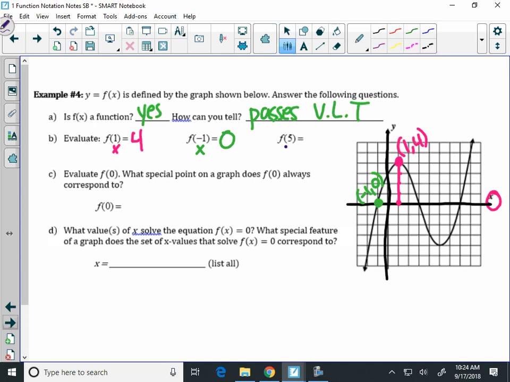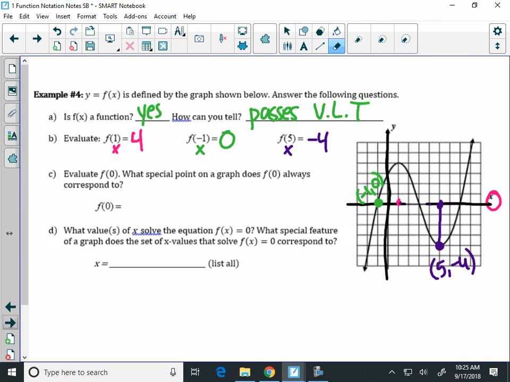Finally, f of 5. 5 is also an x value, so I count over 1, 2, 3, 4, 5. And I have to go down 1, 2, 3 to negative 4 to get my output. So that point there would be 5, negative 4.